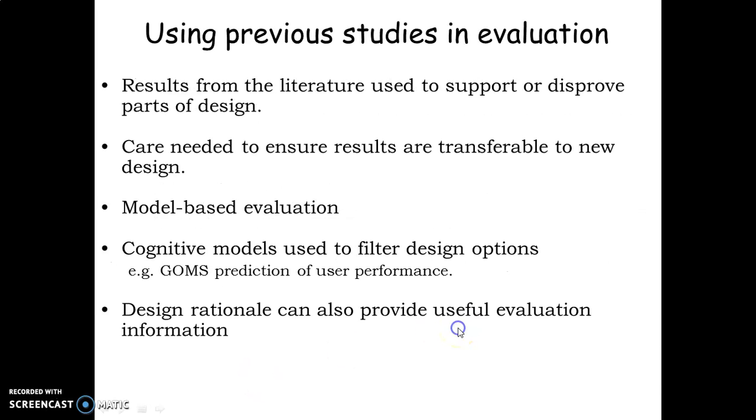The next method is using previous studies in evaluation. It considers the results from the literature used to support or disapprove parts of the design. It is a type of model-based evaluation where care is needed to ensure results are transferable to the new design.